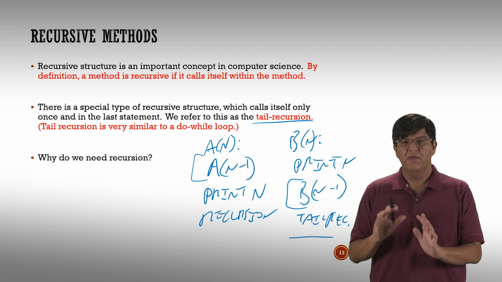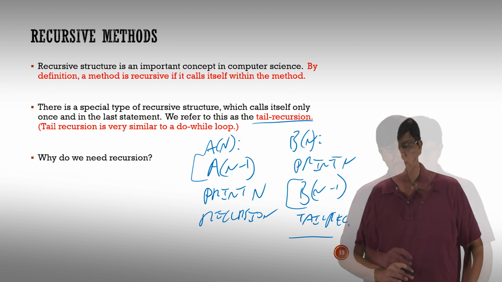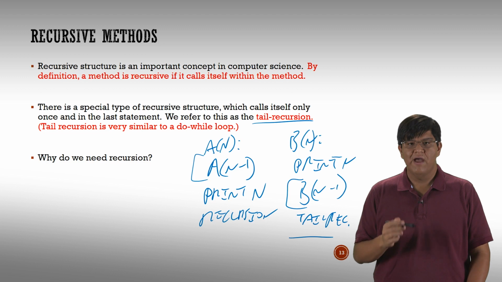So tail recursion is a recursive method that only calls itself once, and it's at the very end of it. So why do we need recursion? Well, recursion is a handy way to solve problems. There are problems that are very natural to do this way.